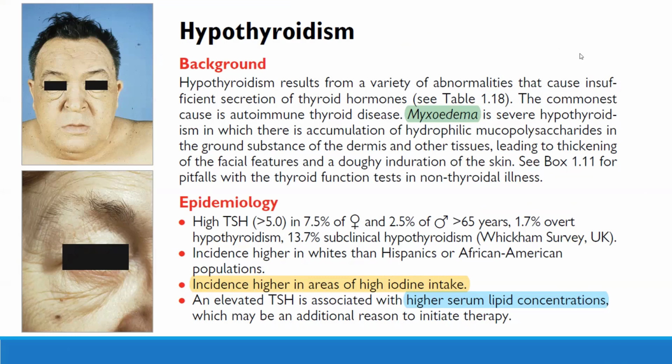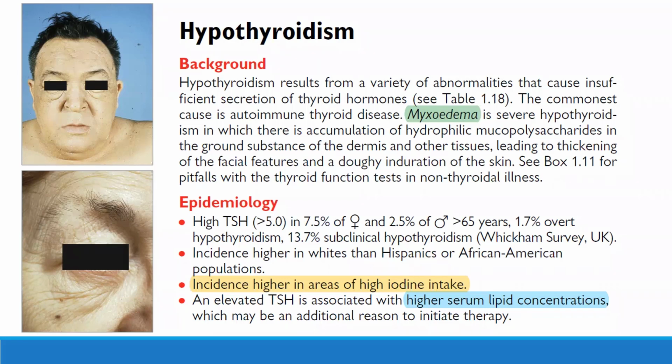I will start, inshallah, hypothyroidism. And hypothyroidism is a very important topic in clinical practice and the exam. Don't confuse myxedema with pretibial myxedema. Myxedema is hypothyroidism, but pretibial myxedema is a pathognomonic feature of Graves' disease. So myxedema is a severe hypothyroidism. The incidence of hypothyroidism is increased in the area of high iodine intake.